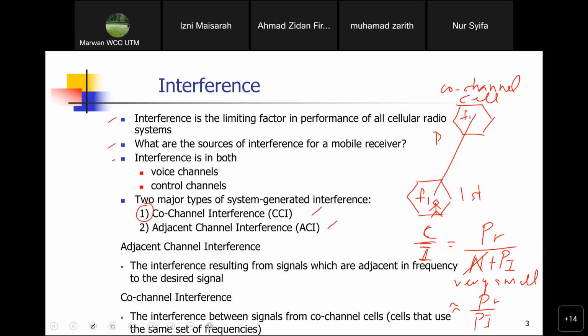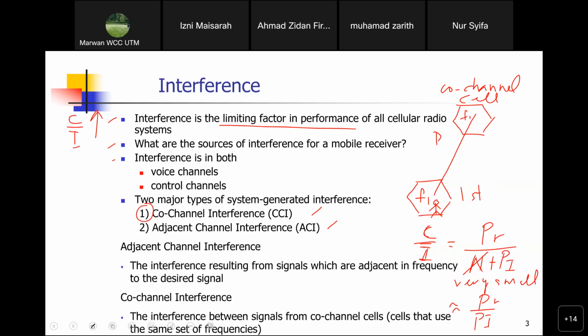There is a saying out there: interference is the limiting factor for the cellular radio, because now we are computing C over I. We want our C over I as huge as possible. What does it mean? It means that our carrier power needs to be way, way bigger than our interference power. So the way we design it is that we want to reduce the interference power. It is because of the frequency: you use F1, co-channel interference.